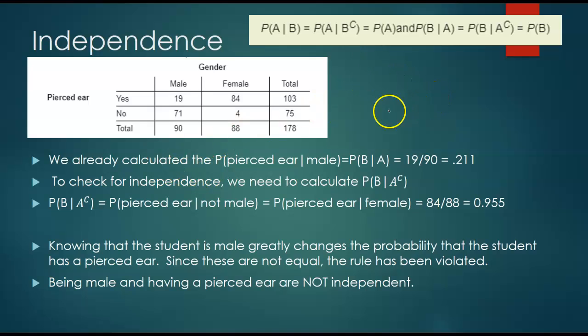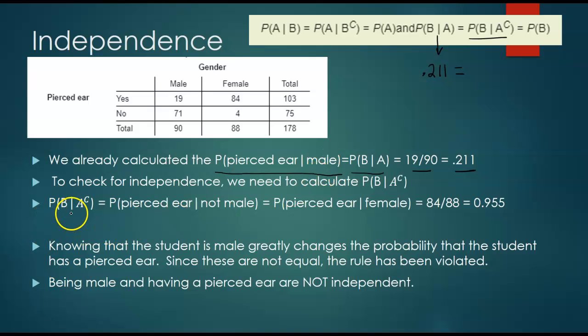What we want to do is break this up into pieces, and we've talked about before being a lazy mathematician. I've already calculated the probability of somebody having a pierced ear given that they were male. That was the probability of B given A. We found that to be 19 out of 90, which is 0.211. What I've just found is this piece right here. The probability of B given A is 0.211. Now I want to check to see if it's equal to the probability of B given A complement.